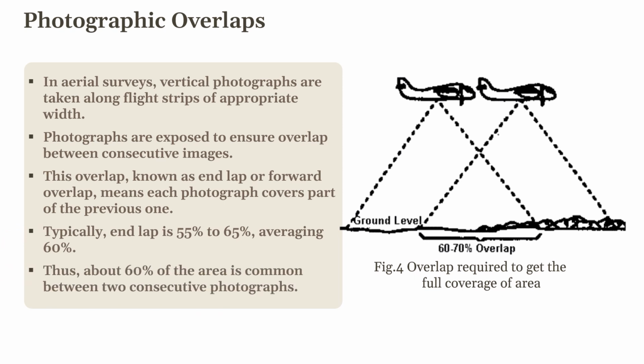This means each photograph covers an area that overlaps the previous photograph by about 60%. So, to put it very simply, 60% of the area in one photograph is duplicated in the next one, as you can see in figure 4. Let us take a look at figure 5 now to understand this better.